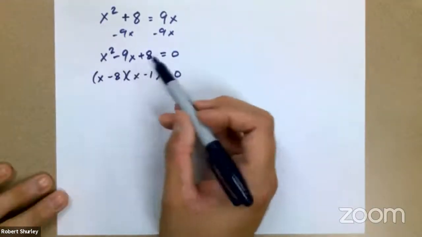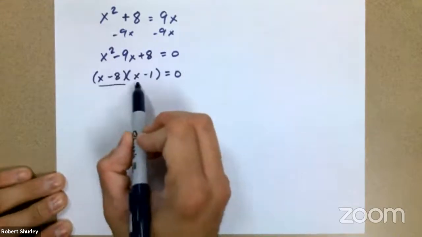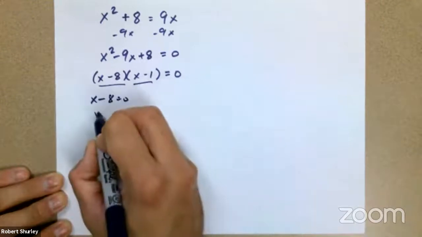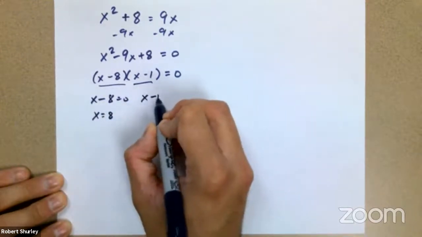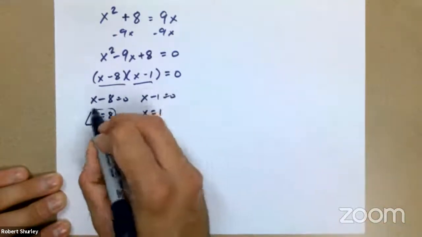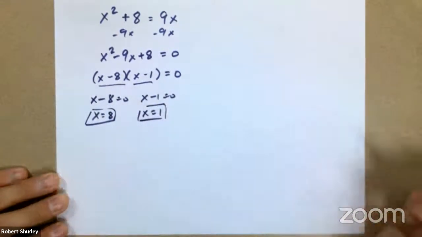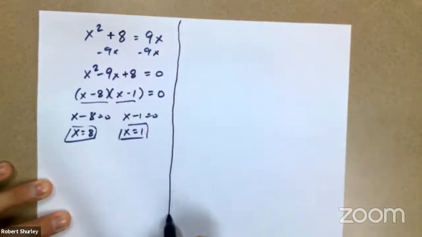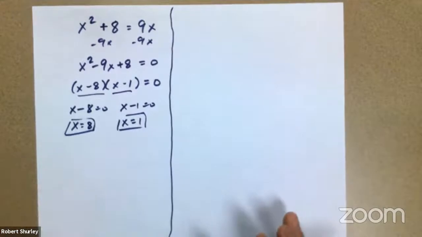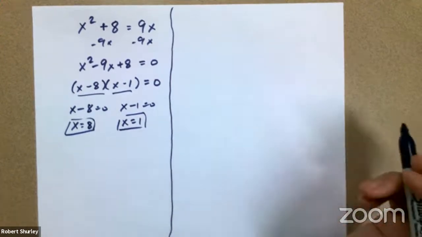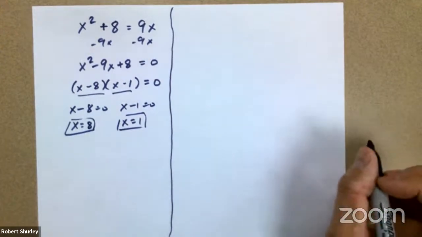So it turned addition and subtraction into multiplication. Now two terms being multiplied. So x minus 8 equals 0, x equals 8. X minus 1 equals 0, and x equals 1. Okay, hopefully that's just review. If it's not, slow me down. Actually, this is, I think, where I put some extra stuff in the Blackboard shell. This is the kind of stuff that's in there.